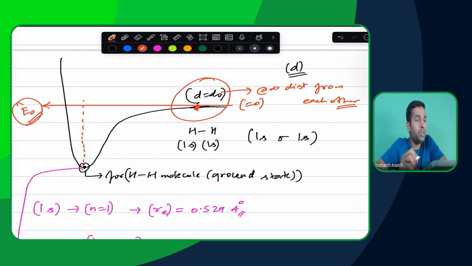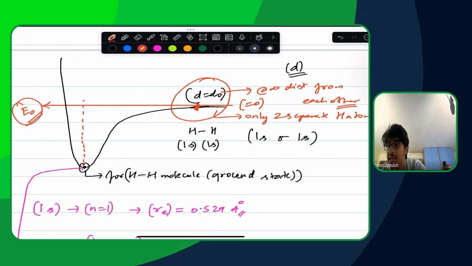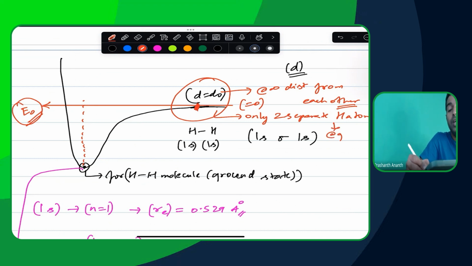All right. They're asking what is that net value E naught, at which you're going to have inter-electron repulsion absent and nuclear repulsion absent. So at this point, you're going to have only two individual atoms, only two separate hydrogen atoms. Won't that be at infinity? Technically, it is at infinite distance from each other, but you can basically say at ground state independently.